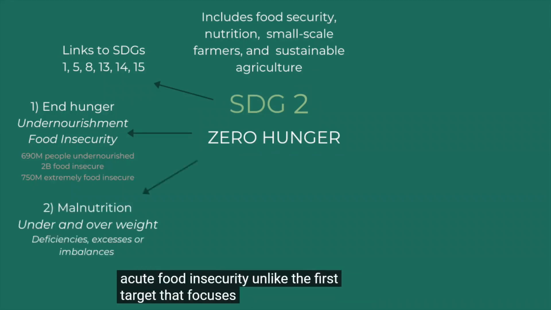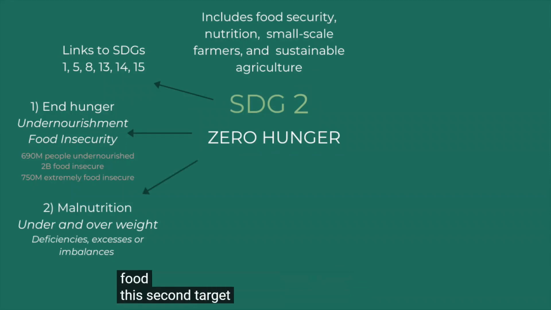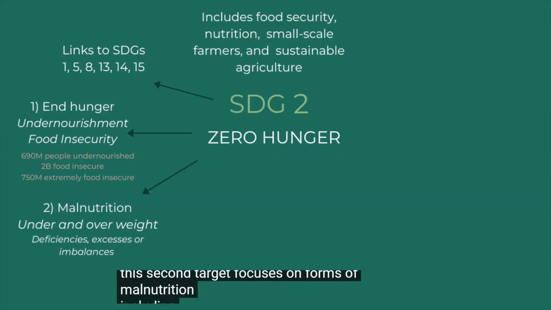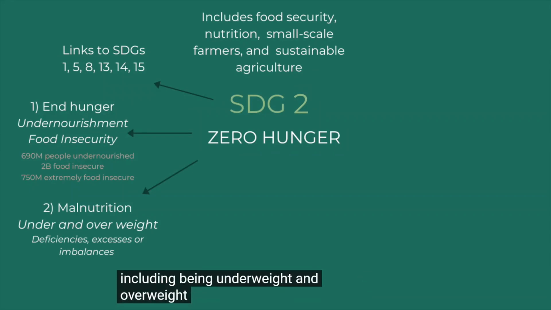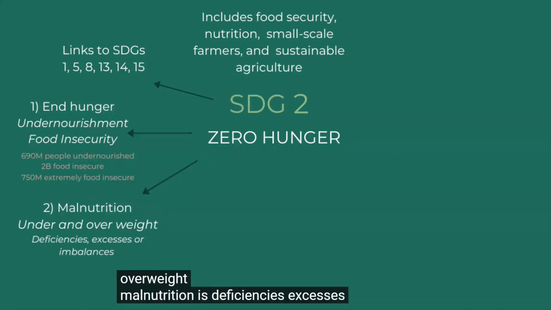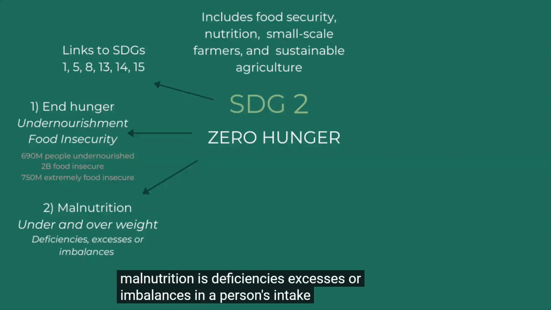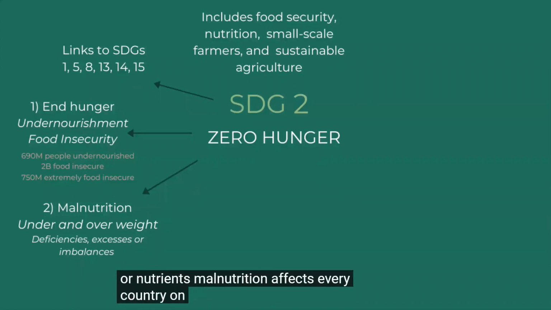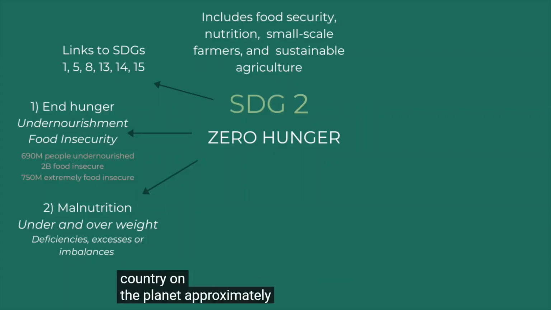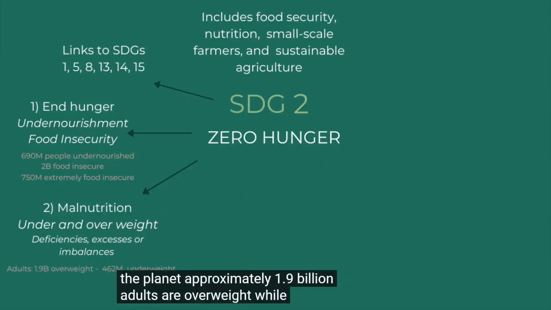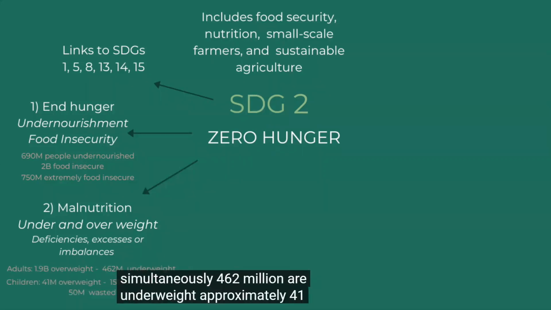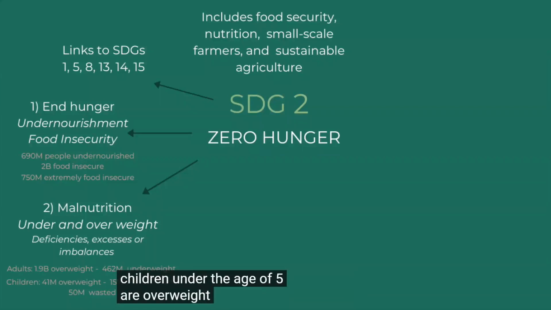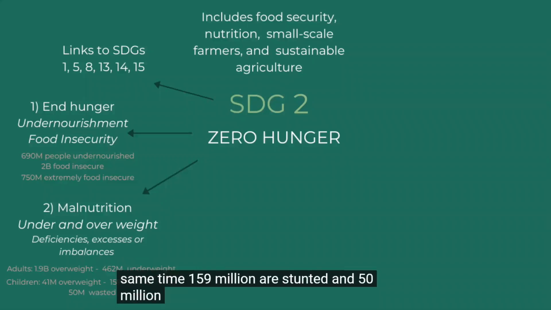Unlike the first target that focuses on the quantity of food, this second target focuses on forms of malnutrition, including being underweight and overweight. Malnutrition is deficiencies, excesses, or imbalances in a person's intake of energy or nutrients. Malnutrition affects every country on the planet. Approximately 1.9 billion adults are overweight, while simultaneously 462 million are underweight. Approximately 41 million children under the age of 5 are overweight or obese, while at the same time 159 million are stunted and 50 million are wasted.